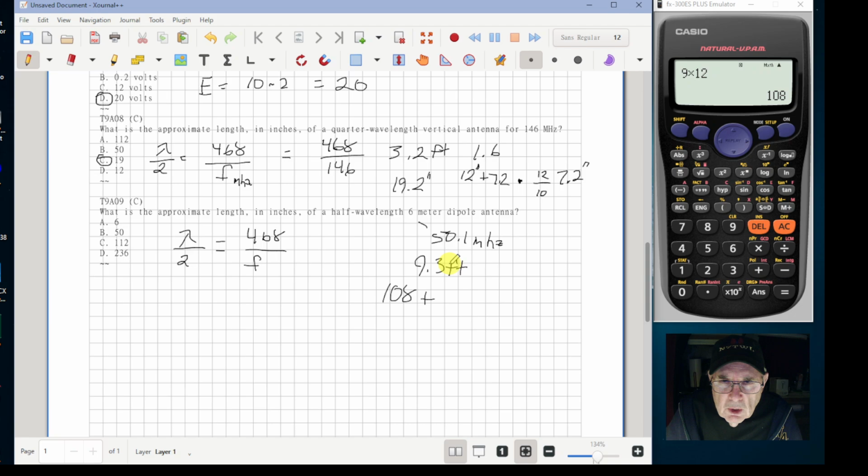Well, 3 goes into 12 4 times. Third of a foot is 4 inches. 3 times 4 is 12. So a third of a foot is 4 inches, yeah. Plus another 4 inches. That gives us a total of 112 inches. That matches with answer C.